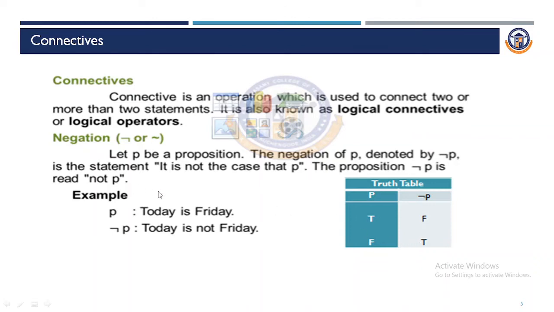One note, if there are n variables, that means a proposition has n variables, there exist 2 power n truth values, right? So here P is the one variable, so there exist 2 power 1, 2 truth values, true, false. Negation P is vice versa. Example for negation: P denotes today is Friday. What is negation of that? Negation P. So today is not Friday.